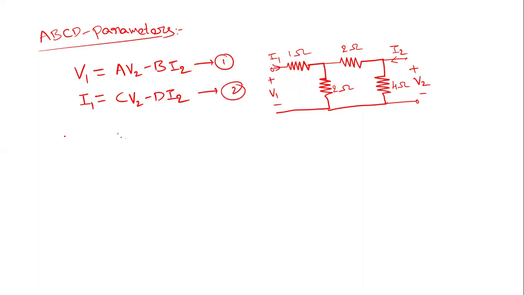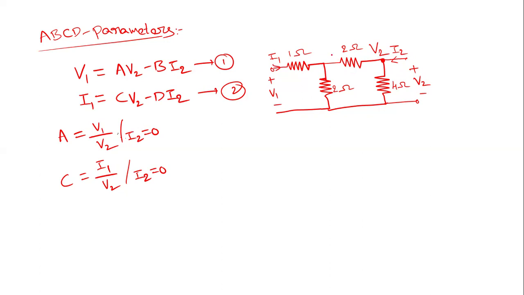Now, to find A and C, here A is nothing but V1 by V2, and C is I1 by V2, with the condition I2 equal to 0. If you substitute I2 equal to 0 in this two-port network, the output will be open circuited, so this node voltage becomes V2. Now let us find the relations so that we can find this ratio V1 by V2.